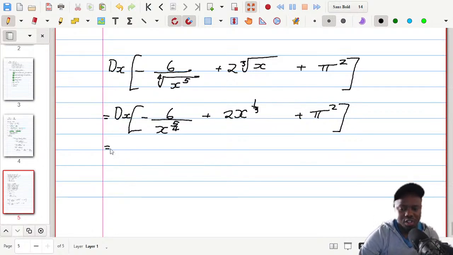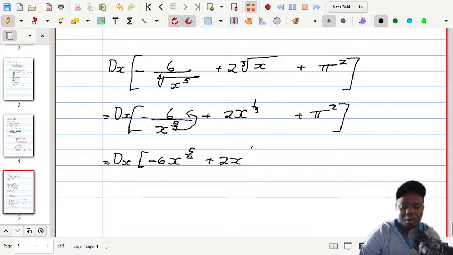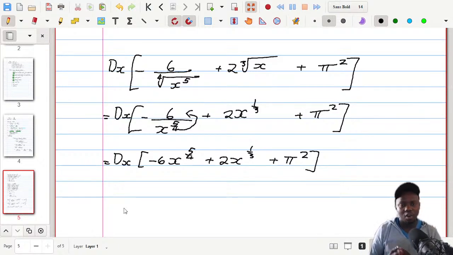Now what we can do is we could say, okay, let's take this x to the 5 over 4 to the top. Because you always want to make sure that your surds are at the top. Your surds are numerators. Negative 6 x to the power 5 over 4 plus 2x to the power 1 over 3 plus pi squared. Now that we've got the setup, we can actually find our derivative.